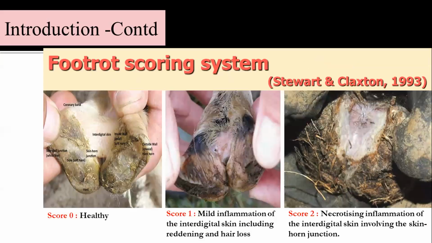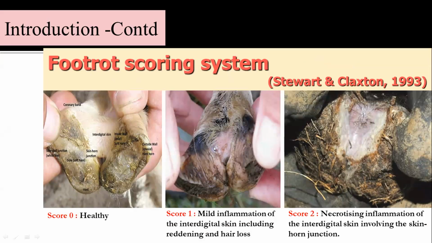You can see here, this is the scoring system given by Stewart and Claxton. This is the healthy foot. This is the region where foot rot is affected. This is the interdigital skin, which the bacteria target. Then this is the skin horn junction, where this disease progresses.